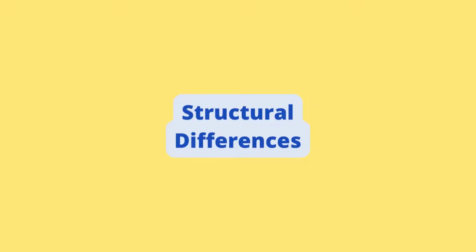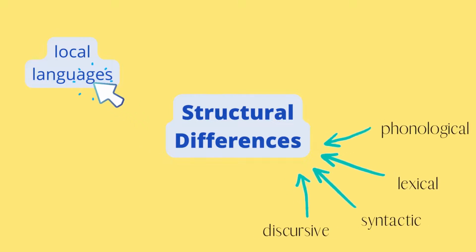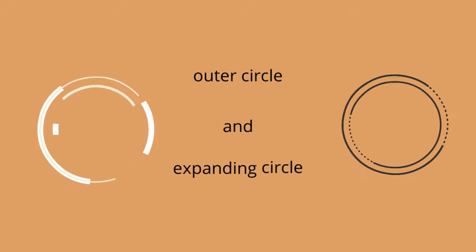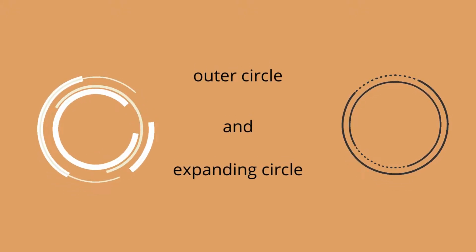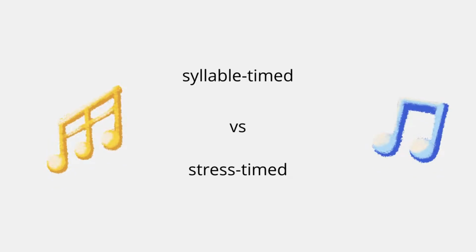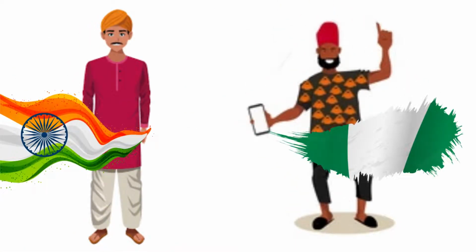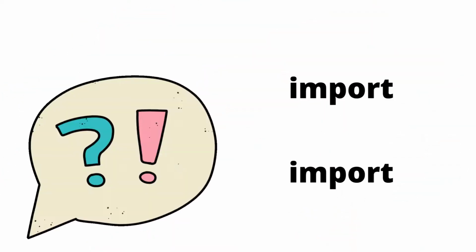As for structural differences, Kachru and Nelson in 2006 say that these different kinds of English are affected by local languages in different parts of their grammar and have unique phonological, lexical, syntactic, and discursive features. For example, the outer circle and expanding circle varieties use syllable-timed rhythm instead of stress-timed rhythm. Indians and Nigerians say recognize for recognize, and Nigerians say success for success.